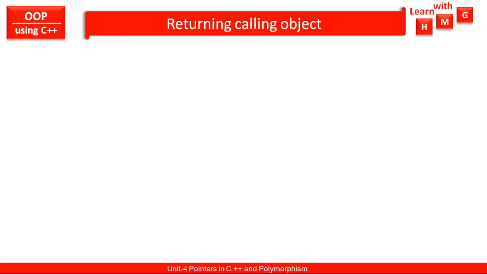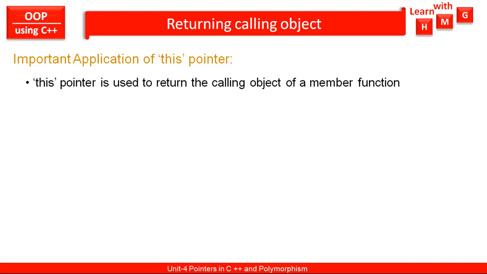Now let us go for another application of this pointer, that is returning the calling object. This pointer is used for returning the calling object within a member function. Let us see how. An important application of this pointer is that it is used to return the calling object of a member function. Returning the calling object means what? The object which is calling the member function is itself returned from the function definition.